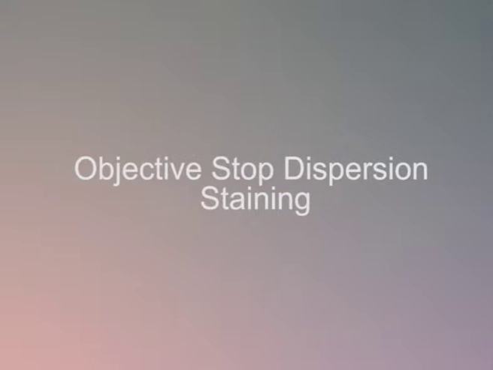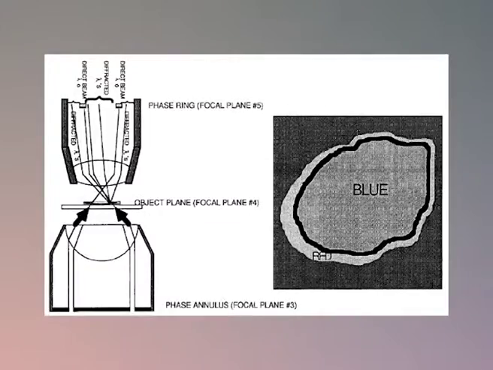Now, coming to objective stop dispersion staining. This type is based on the fact that all the light unaltered by the presence of particles in the field of view is focused at the back focal plane of the objective. This method enhances the color effect, but the resolution of the particles is lost.